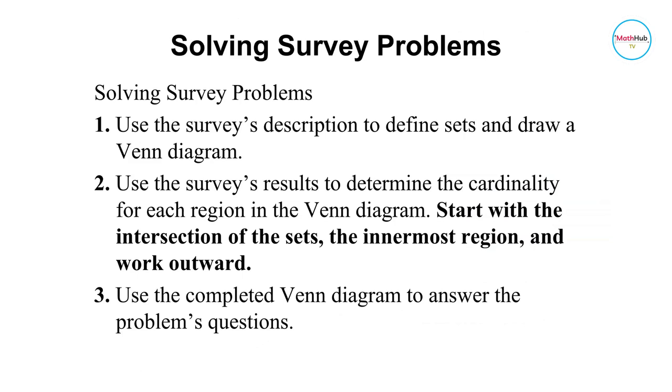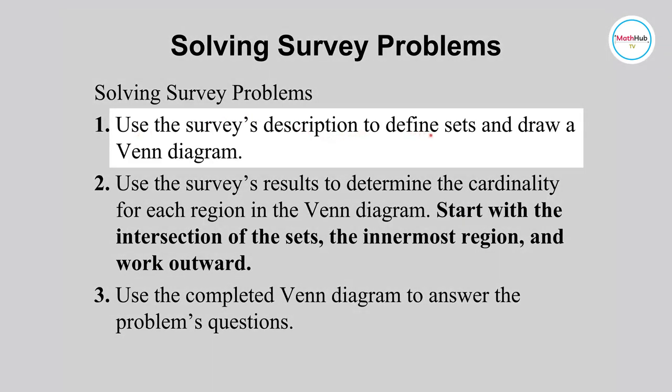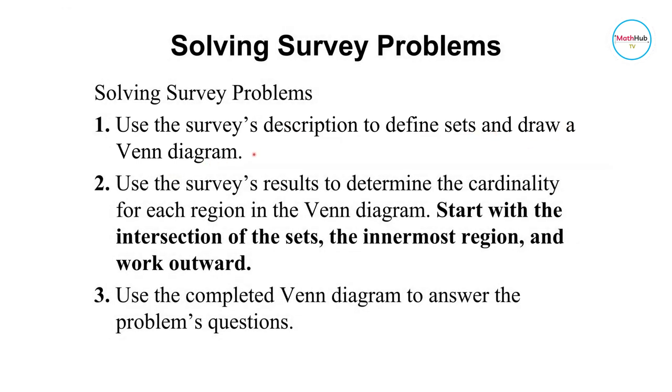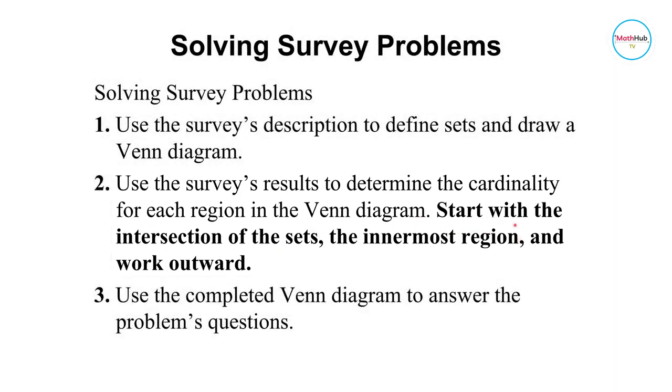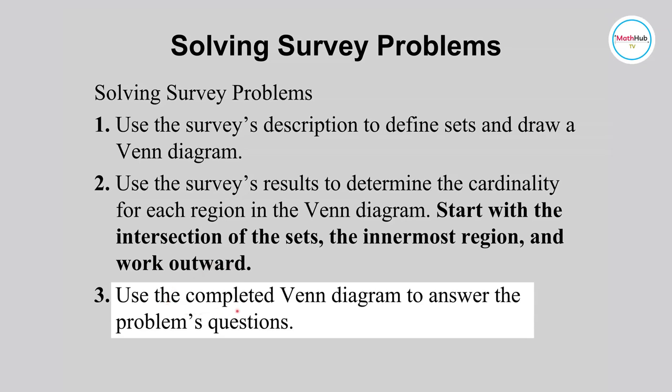Now, in solving survey problems, we will follow these steps. We will use the survey's description to define sets and draw a Venn diagram. The Venn diagram is really important so we can visualize the problem. Then use the survey's results to determine the cardinality for each region in the Venn diagram. This is the technique here: you always have to start with the intersection of the sets. If you have several intersections, you start at the innermost region and then work outward. Then, once you've done that, you use the completed Venn diagram to answer the problem's questions.